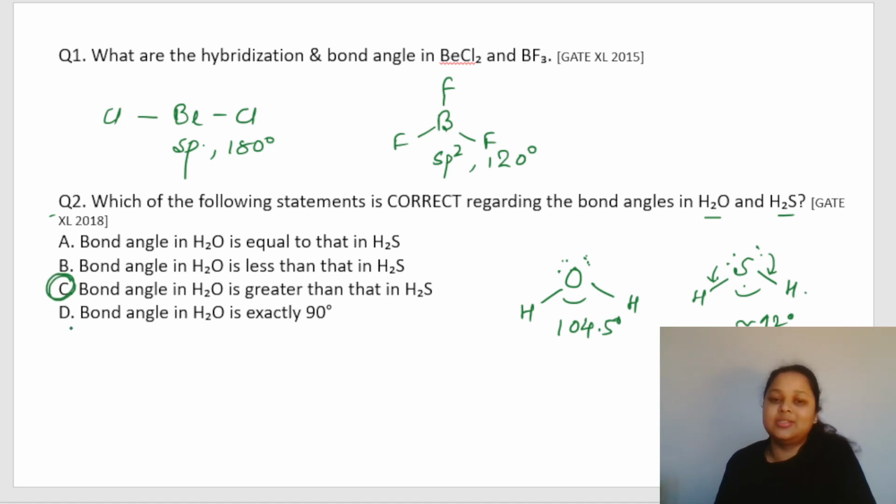So I hope you understand the relation between hybridization and bond angle.